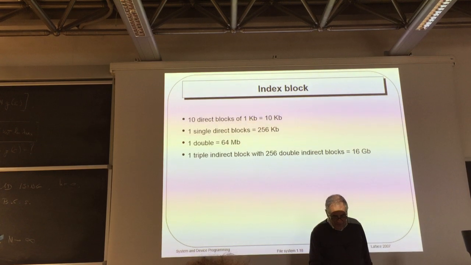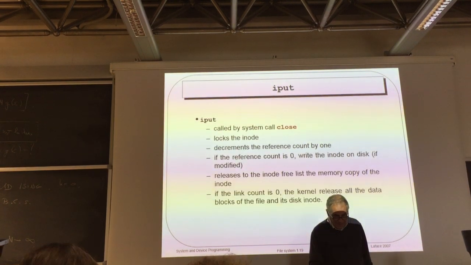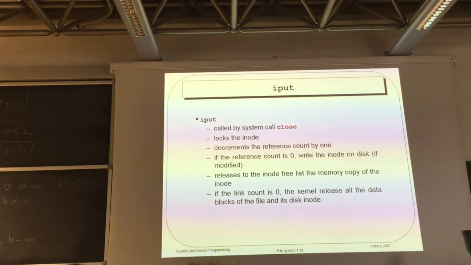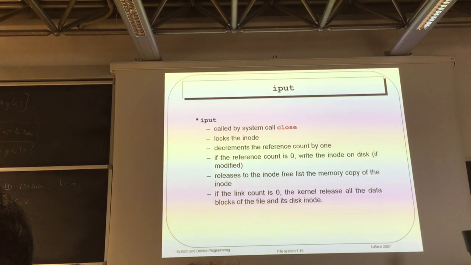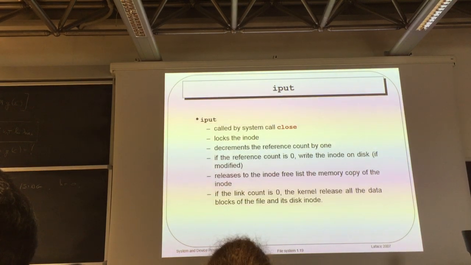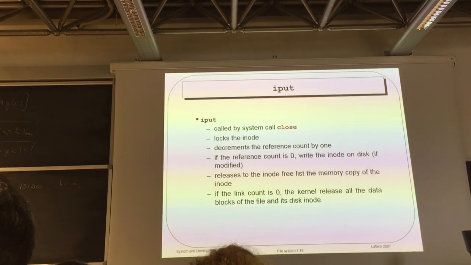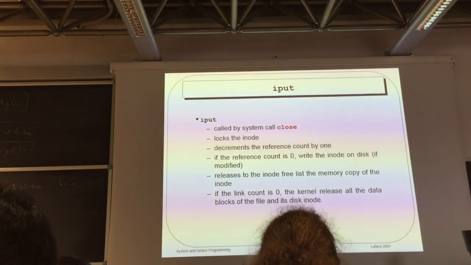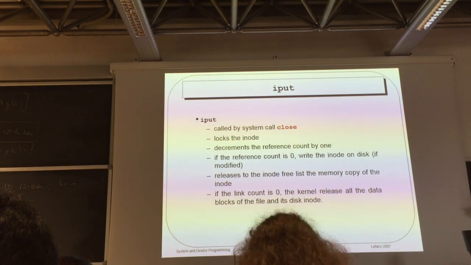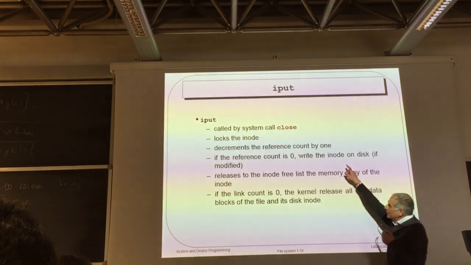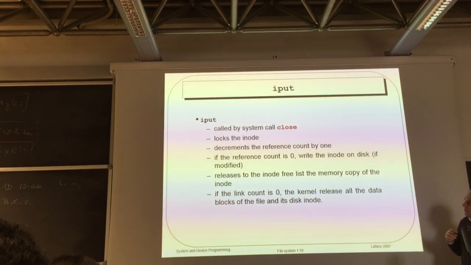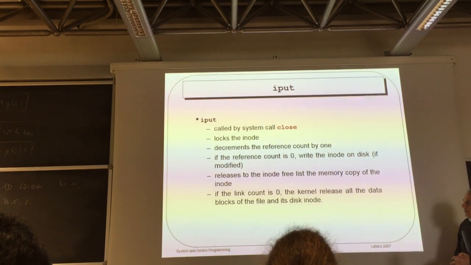Okay, this is given here. Input is used by the system call close. When we close a file, the inode in memory is released. Of course, it decrements the reference count by 1. And if the reference count is 0, write the inode on disk if it is modified.